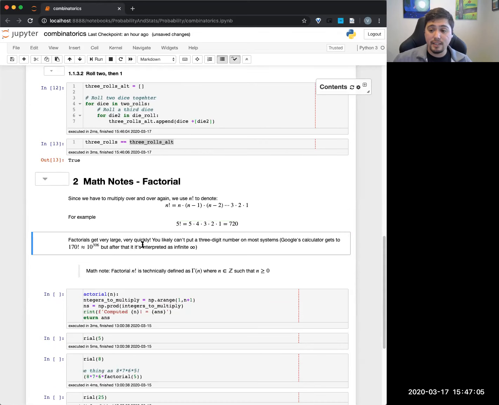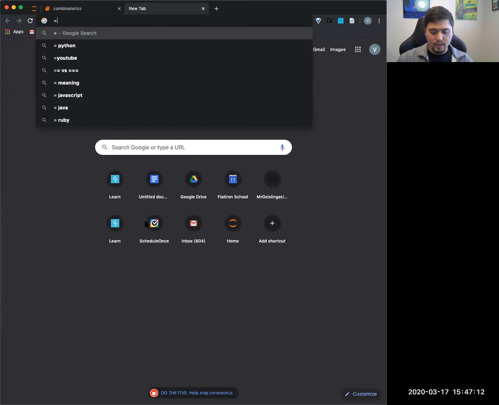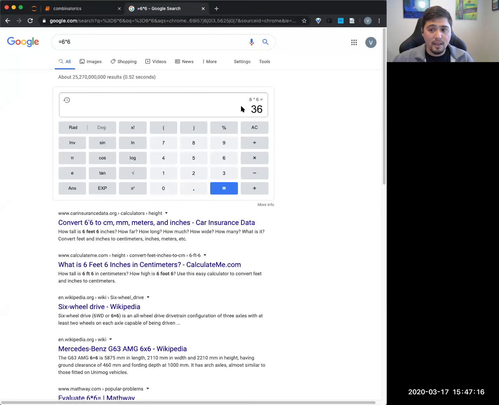Note that if you try doing it, for example, in Google's calculator, I think I tried this out. You guys know you can do math in Google? Like you can do 6 times 6 and it gives you 36. You can also do factorials in here too. So for example, if I do 5 factorial, you can see 120, right? You can actually do, I think I did 169 factorial. You can see, ooh, big number, right?